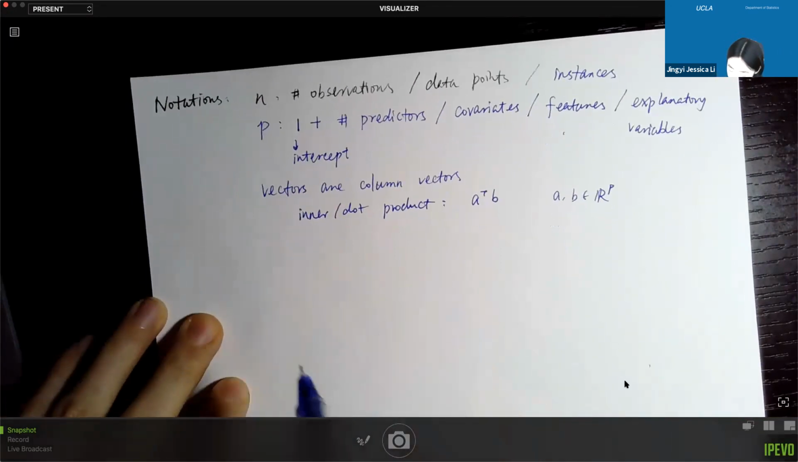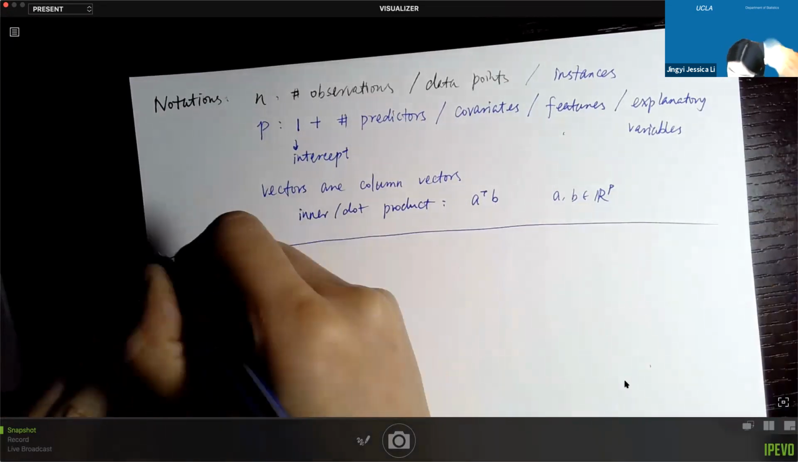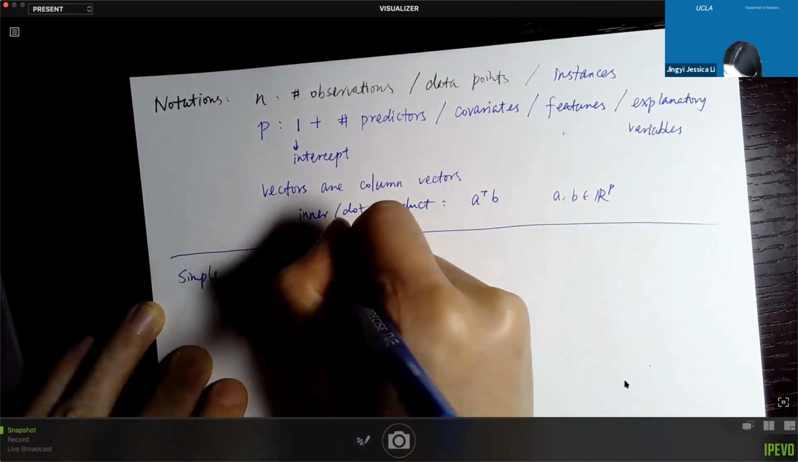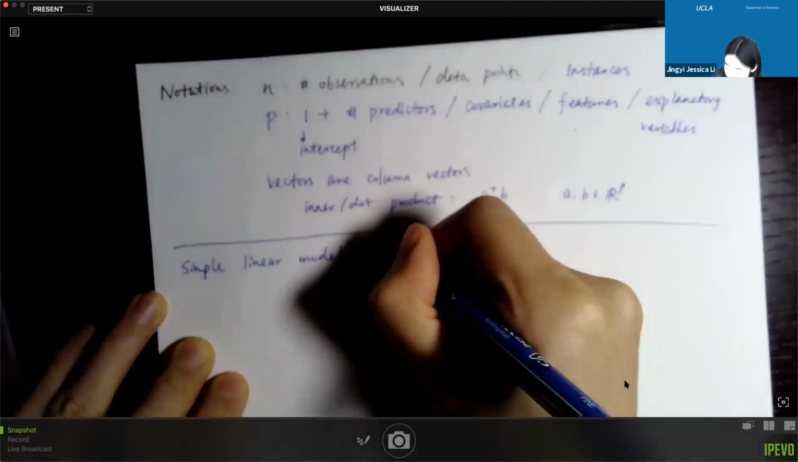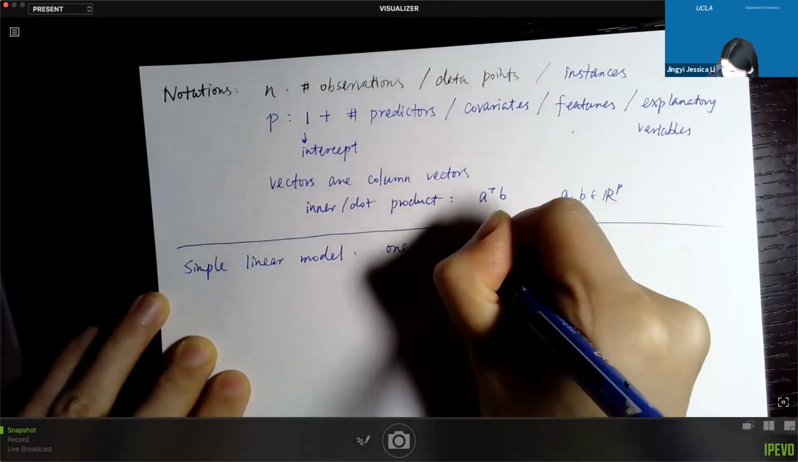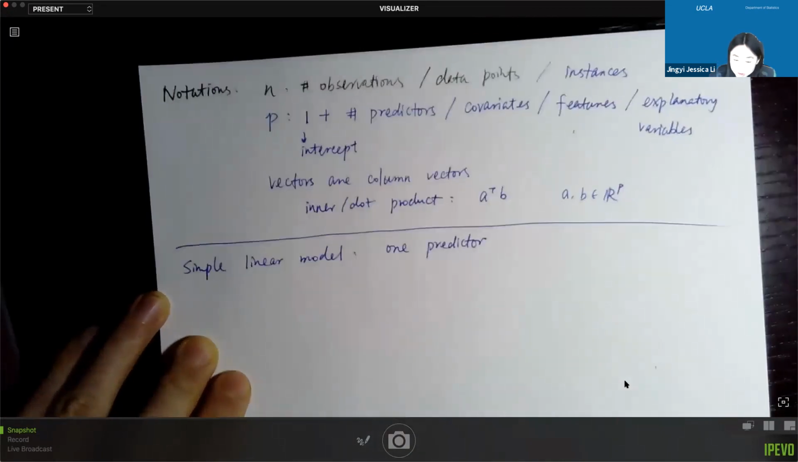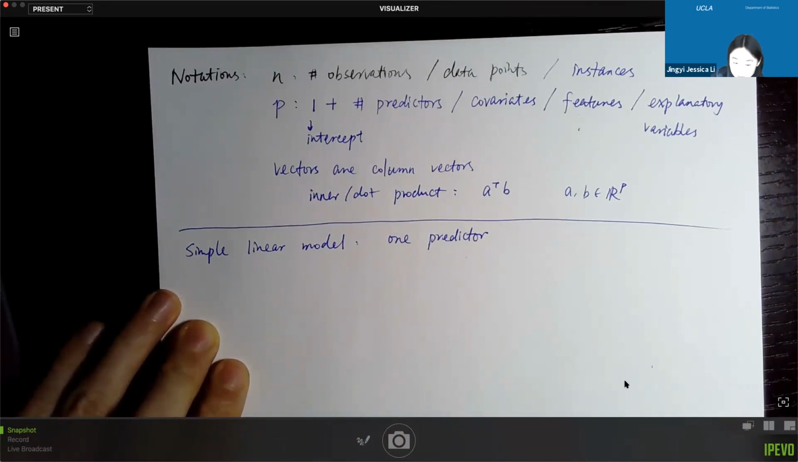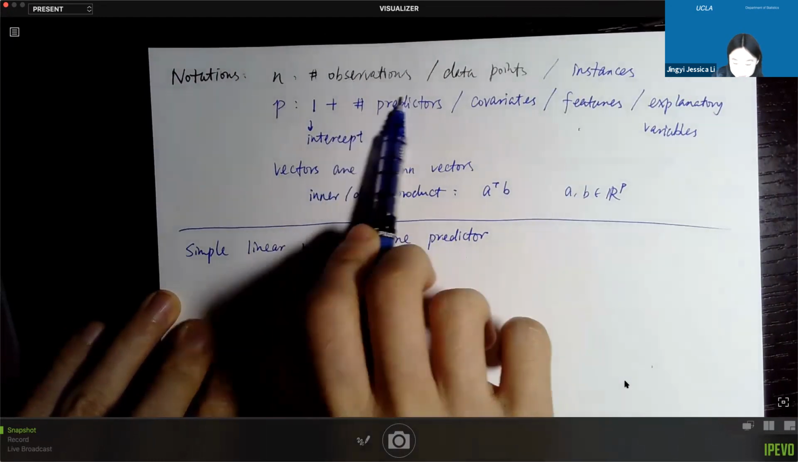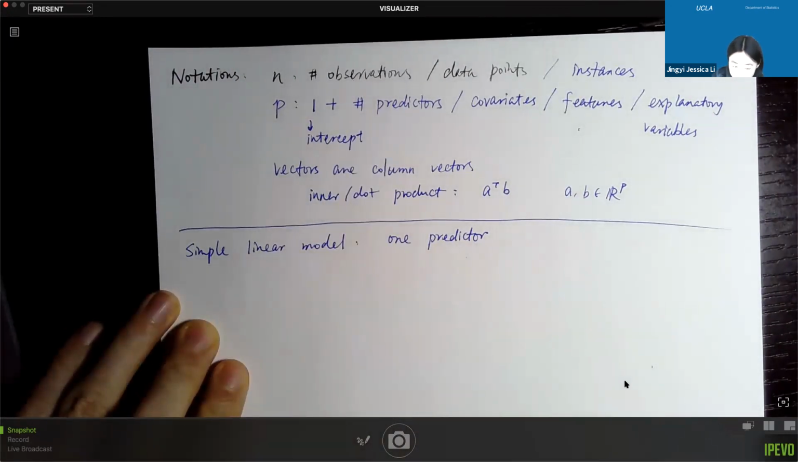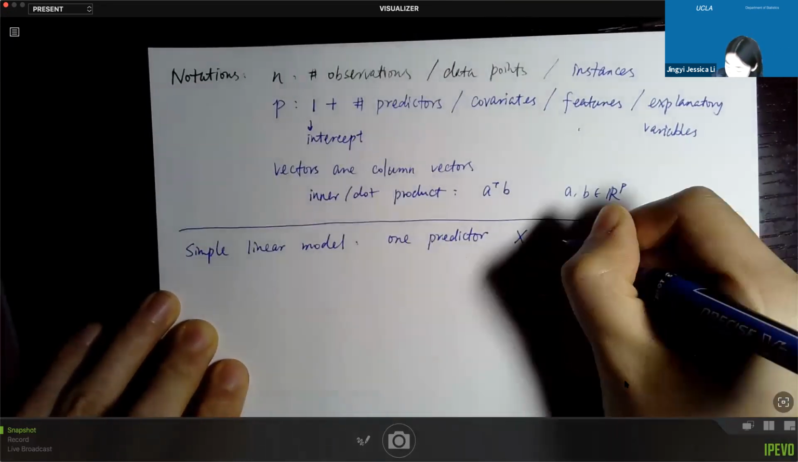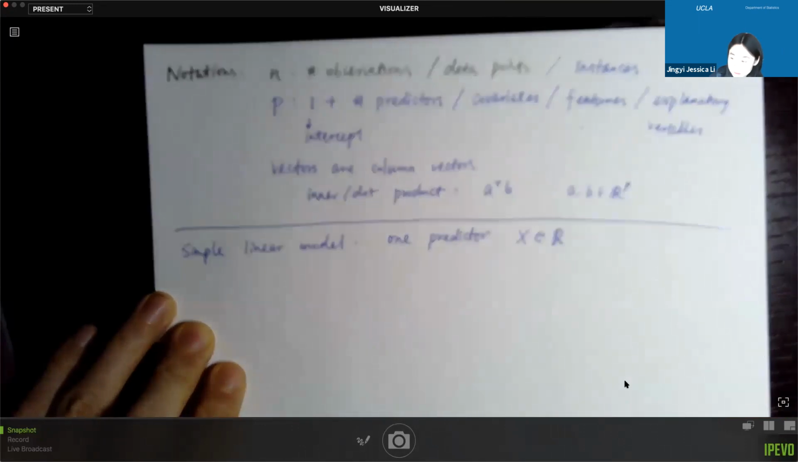With those notations, let's start with the simple linear model. By simple, we mean that there's only one predictor. In the undergraduate context, when there's a simple linear model, we will write out every observation. In this case, the predictor we call X. It is a scalar.